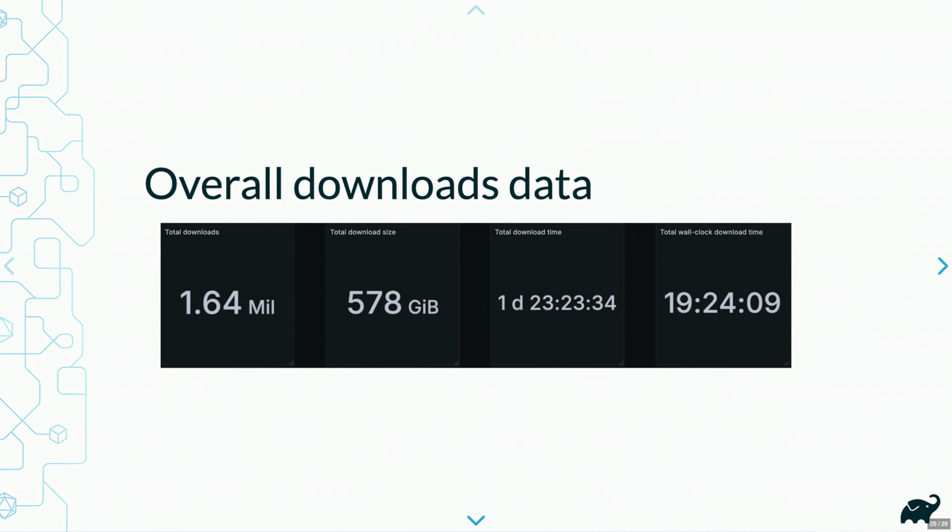So what does it mean, though, overall in terms of downloads? Well, we still download about half a terabyte per week, effectively. We have 1.6 million files downloaded, almost 2 days of download time. And if you count that wall clock, it's almost 20 hours. So, I mean, it's not nothing.